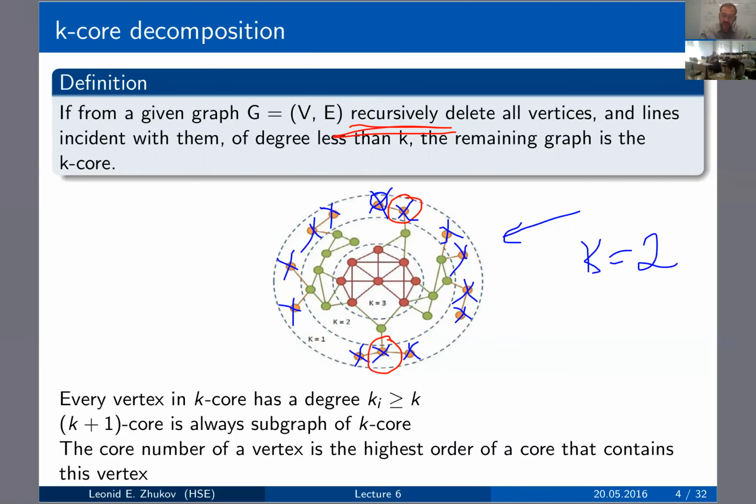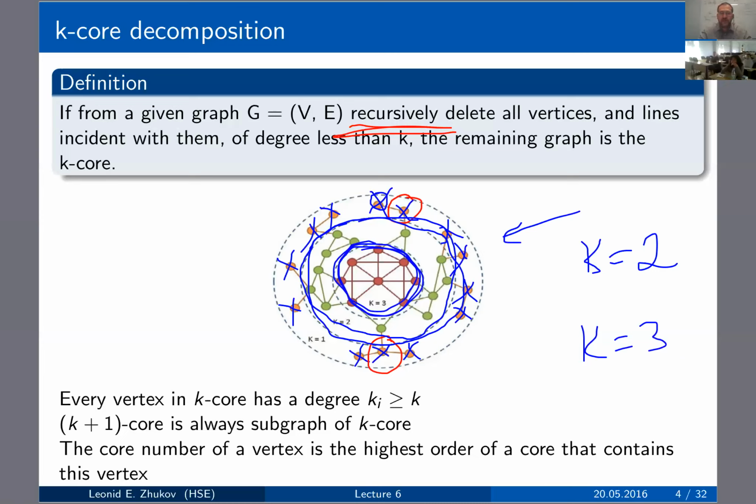And so what's left is called the core equal to 2, or 2-core of the graph. So what's left is this, and it's called 2-core. Now, if I want to find core k equal 3, or 3-core of the graph, what I'll need to do is I'll need to do exactly the same procedure, and then I will end up with that central part. And this particular graph does not have core higher than 3.